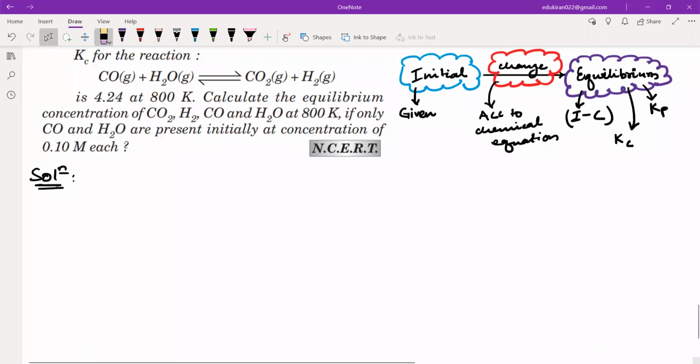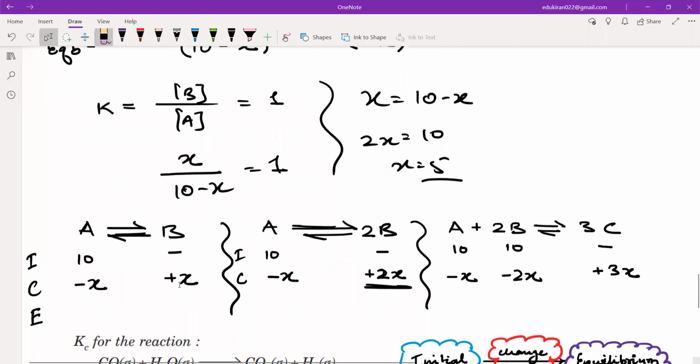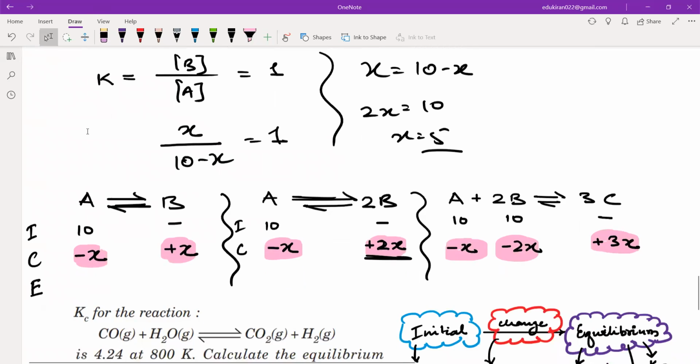The change you have seen, for that change we did not have to look at anything else. When we were talking about the change, did we look at the initial concentration? No, no. We looked at the reaction. We looked at the chemical equation that was given to us and that determined the change. Yes or no? Yes, sir. Okay. So always, how will you write the change?